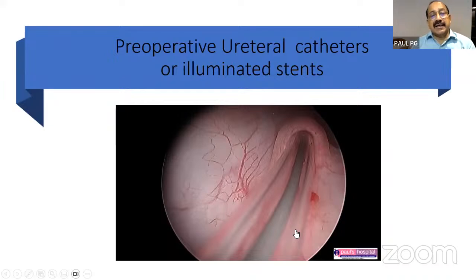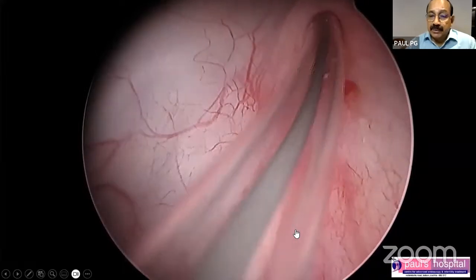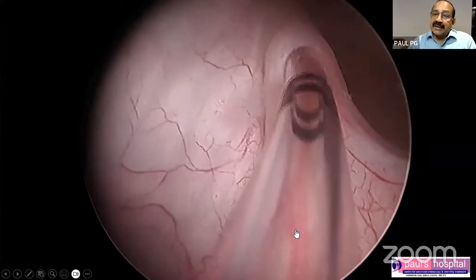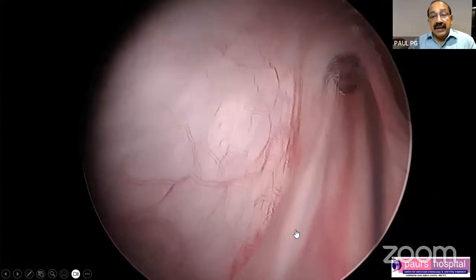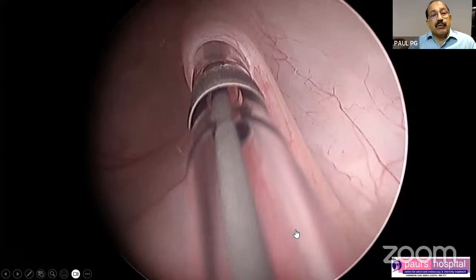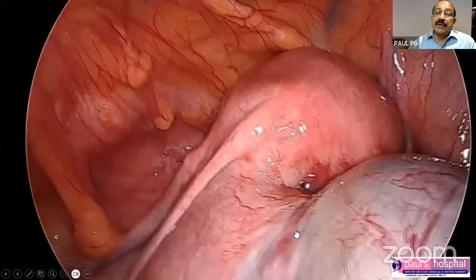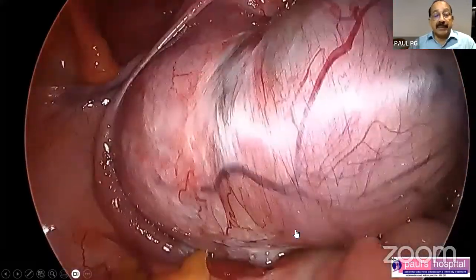When we all started, we tried to use illuminated stents. Those were mainly the lighted stents. But now we have newer generation ones, mainly by Stryker, where they use near infrared illumination. With the old illuminated ones, regular cold light, we could never see the ureter if there was an abnormal anatomy.